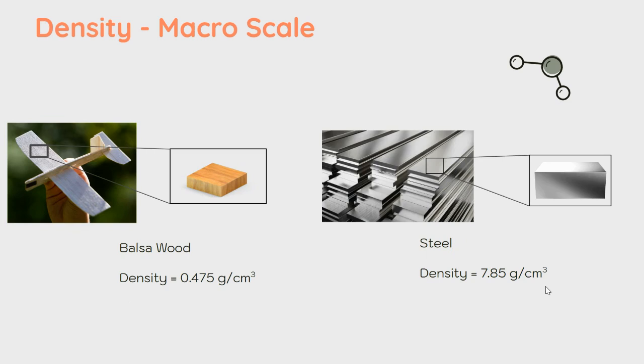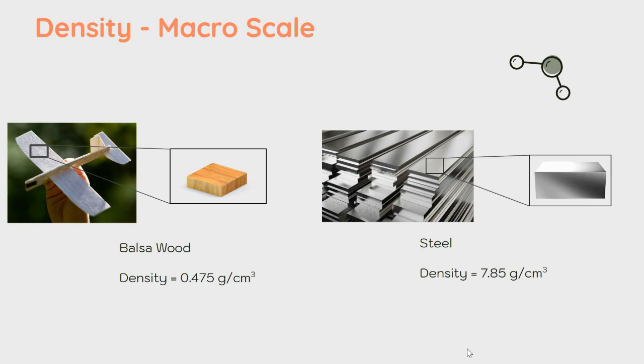For instance, let's look at two different substances. On the left, we'll see balsa wood, that super light wood used in planes. It has a density of around 0.475 grams, that's the mass, for every 1 cubic centimeter, that's the space it takes up. Compare that to something like steel, which has a density of 7.85 grams, that's how much it weighs, per every cubic centimeter. Really, we're seeing that steel is almost 20 times as dense as balsa wood. In the same amount of space, steel would weigh about 20 times as much.